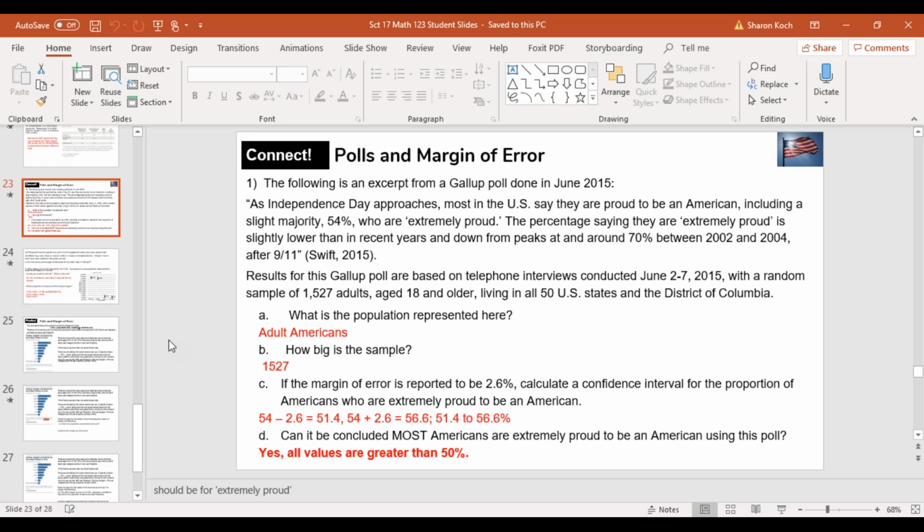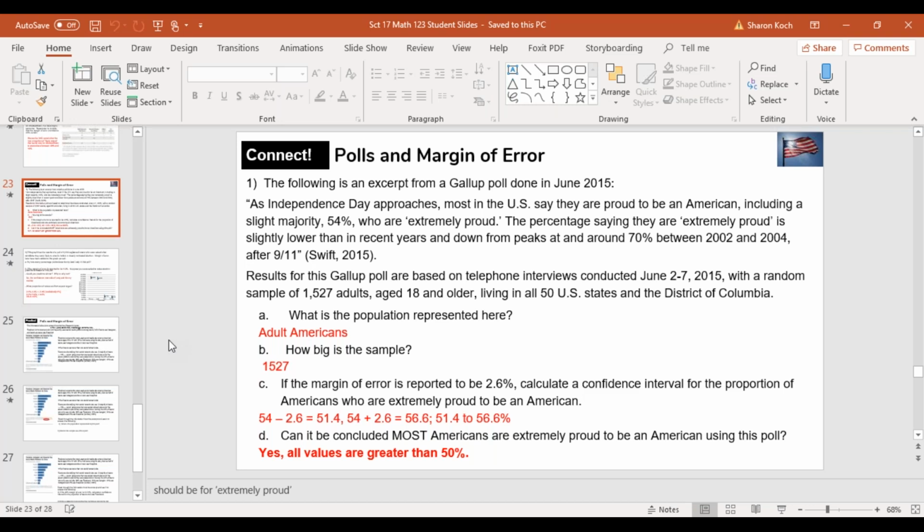Okay, as Independence Day approaches, most in the United States say that they are proud to be American, including a slight majority, 54%, who are extremely proud. Now, the percentage who say that they are extremely proud is slightly lower than in recent years and down from peaks at around 70% between 2002 and 2004. And that was right after 9/11.